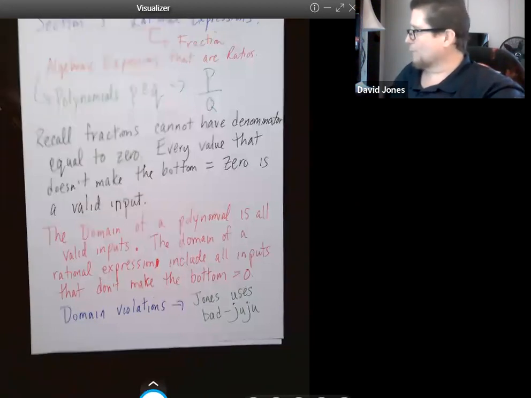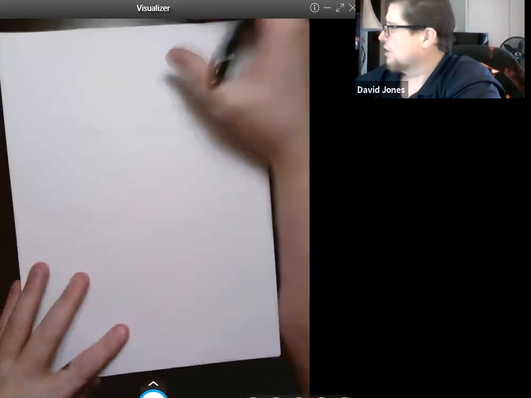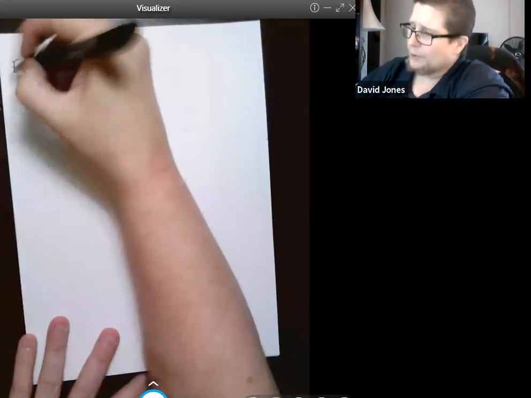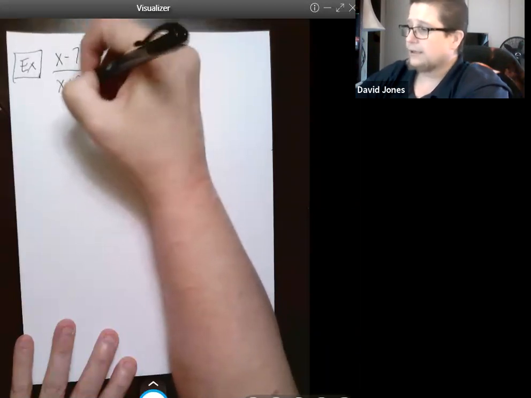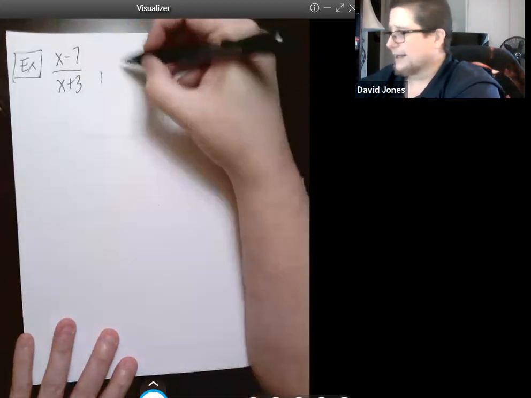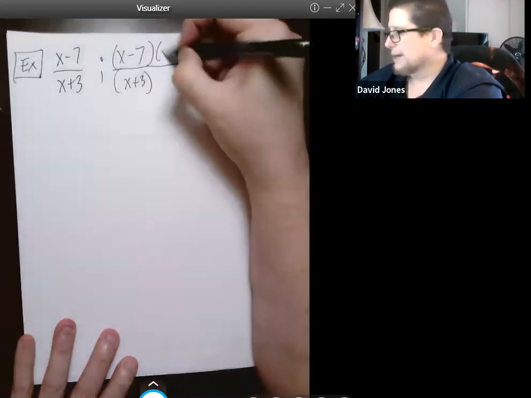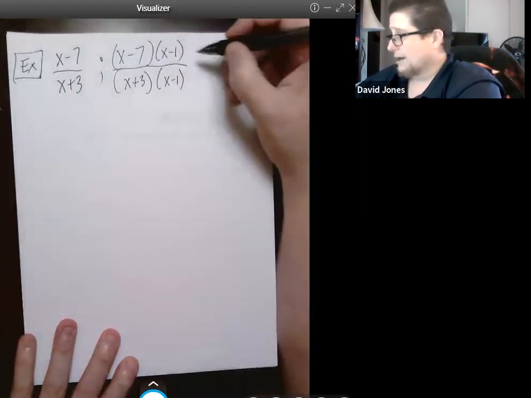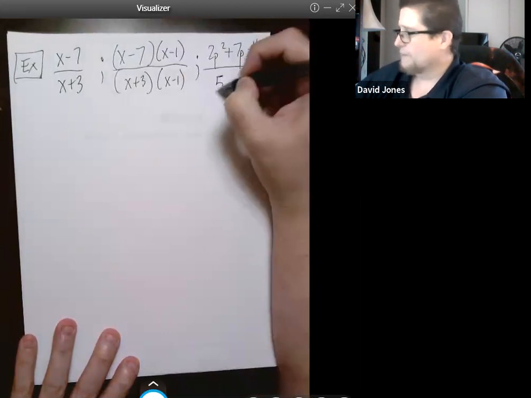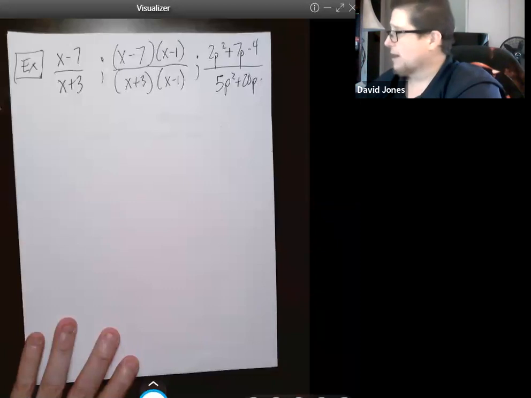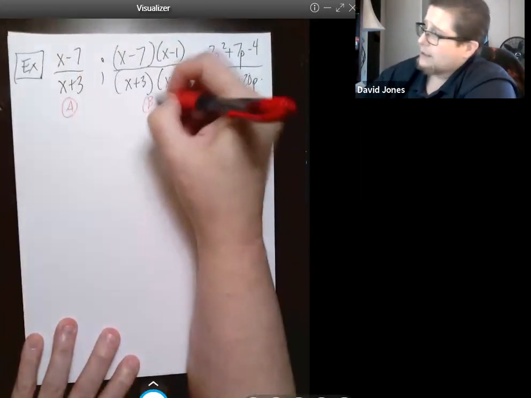You should pause this, write more if you need it. So, simple examples of rational expressions include things like x minus 7 over x plus 3. Let's make that x minus 7 over x plus 3, and let's multiply it by x minus 1 over x minus 1. And this one, we could have 2p squared plus 7p minus 4 over 5p squared plus 20p. And we can take a look at anywhere that this violates the domain. So let's call this one A, this one B, this one C.